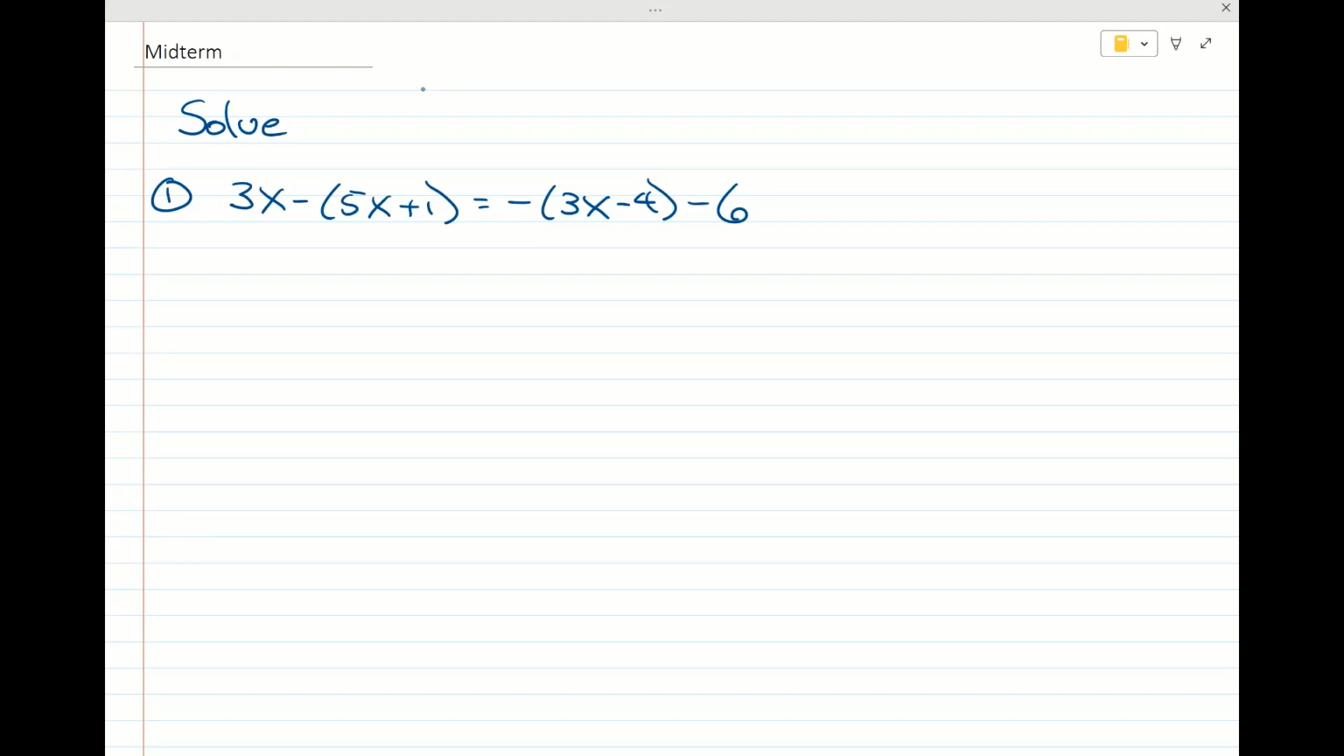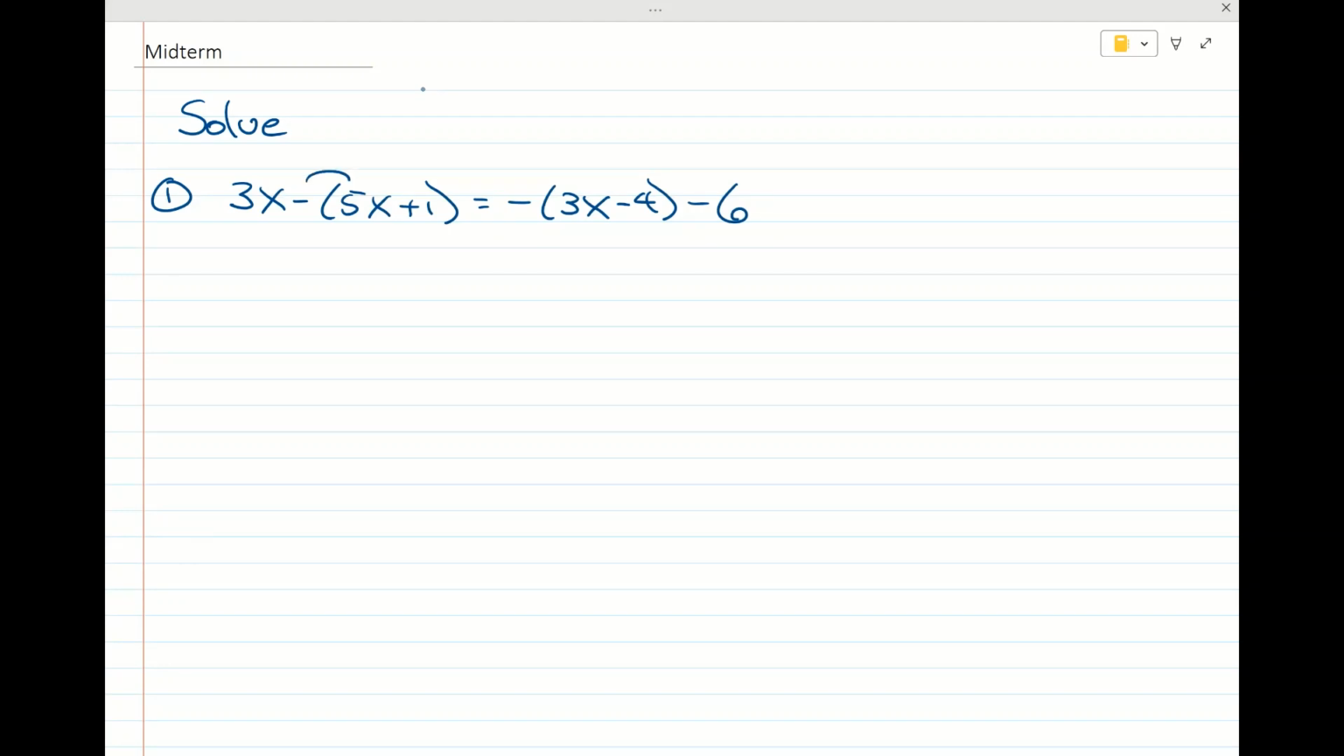Welcome to the College Algebra Midterm Review. We'll start off with problem number 1, where I'll ask you to solve 3x minus (5x plus 1) is equal to negative 3x minus 4 minus 6.